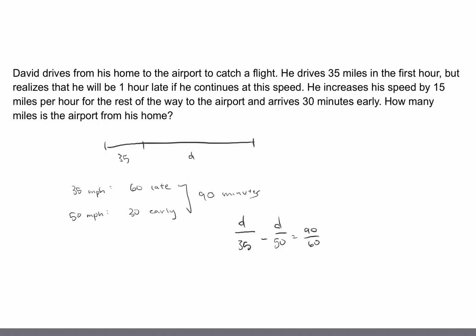No, a quick review of 90 over 60. The reason why we have 90 over 60 is because it's miles per hour. 35 miles in the first hour is 35 miles per hour. And then if we increase it by 15 miles per hour, it's 50 miles per hour. And it's 90 minutes, and in hours, that's 90 over 60, which is 1.5. Does that make sense, Ishan?